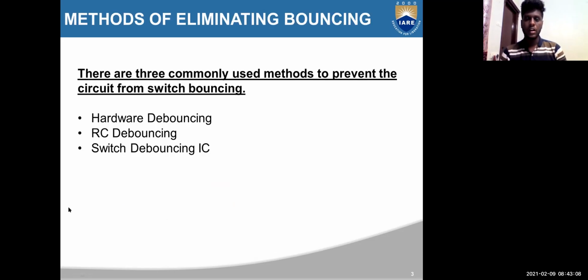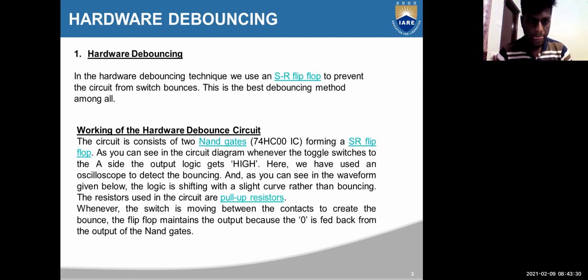Now, in order to eliminate the switch bouncing, there are three commonly used methods to prevent the circuit from switch bouncing. Those three methods are hardware debouncing, RC debouncing, and switch debouncing IC. So these are the three methods for eliminating the switch bouncing. Now let us know about each of them separately.